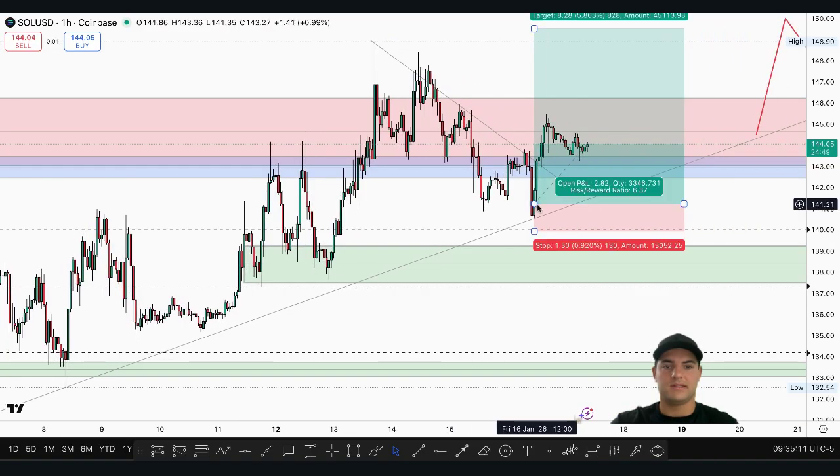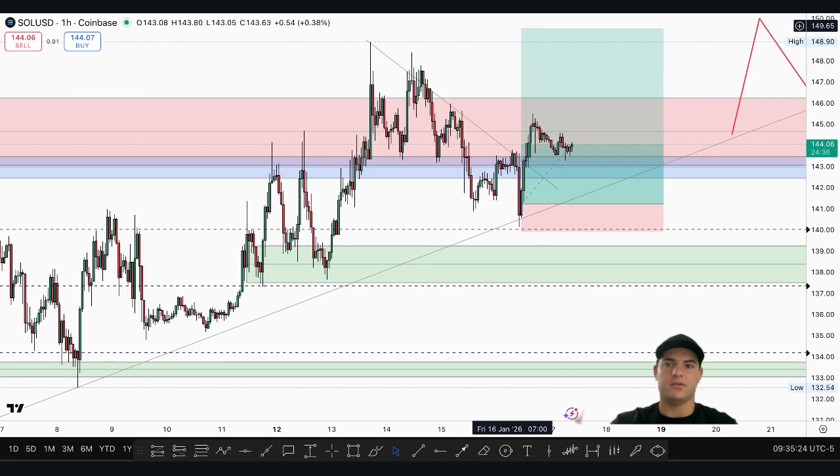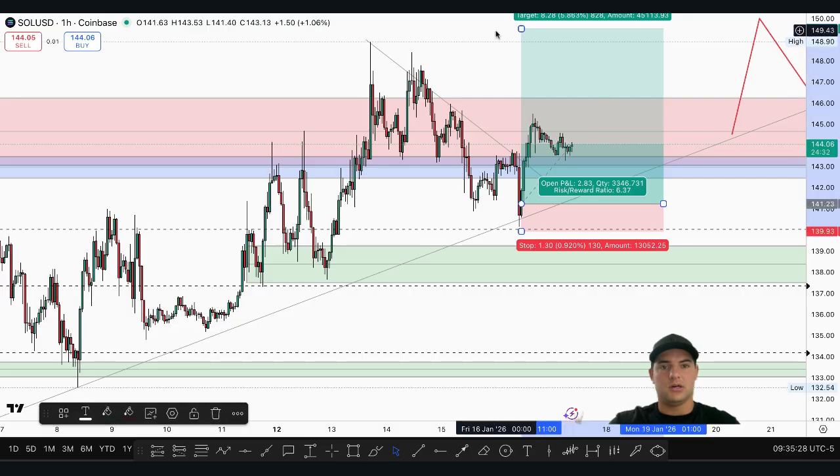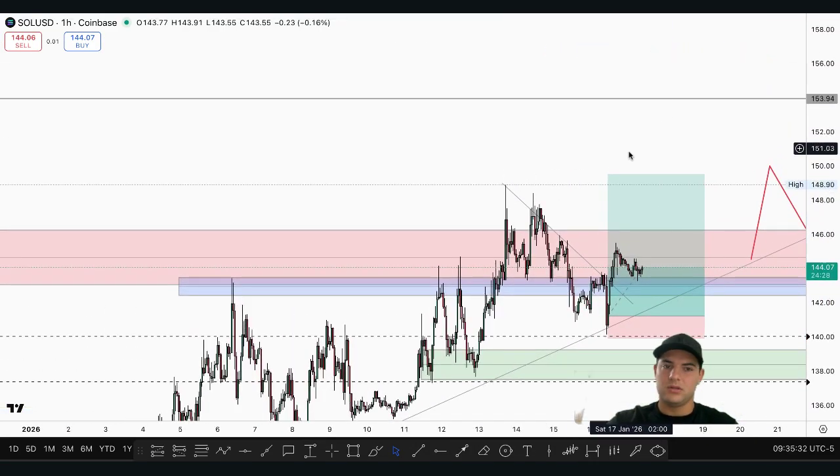This is my exact entry right when we dipped. So we made this new low and I decided to enter one more position. I'm currently holding, I think, probably 10% of my account in Solana right now. And I'm looking to hold this until we break, I think, 150. I think I'll probably start cutting some profits.